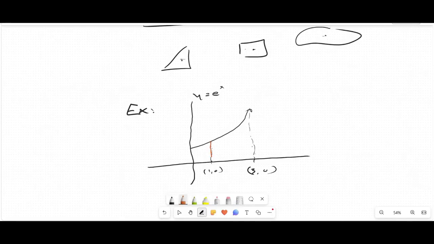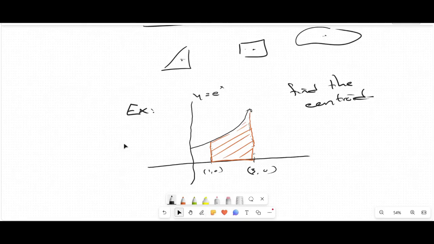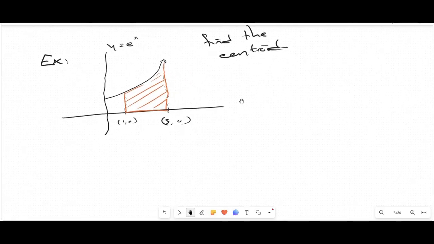And they ask us to find the centroid. They don't tell us any density, right? They just say find the centroid. You've got to infer or remember that you are basically expected to take the density to be 1. You can use any constant you want again, but one is usually the best.